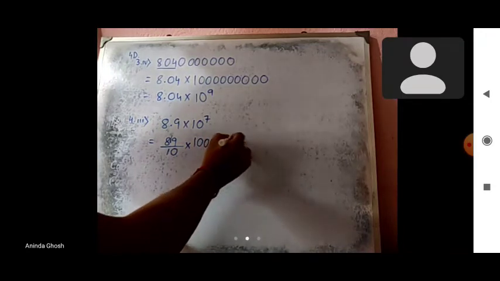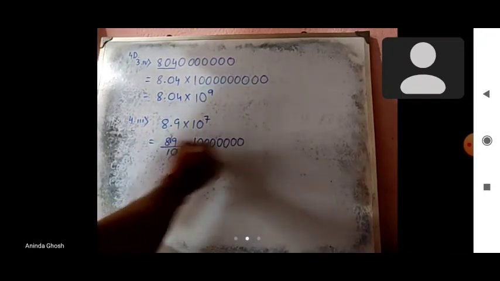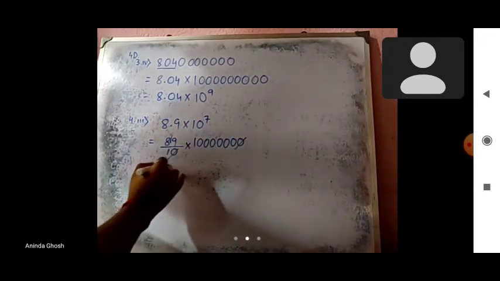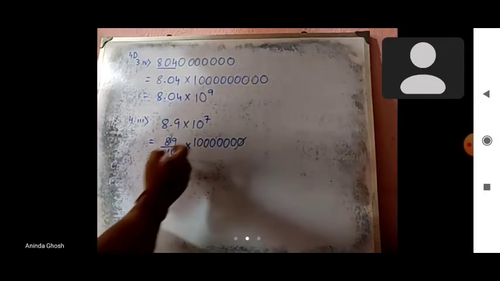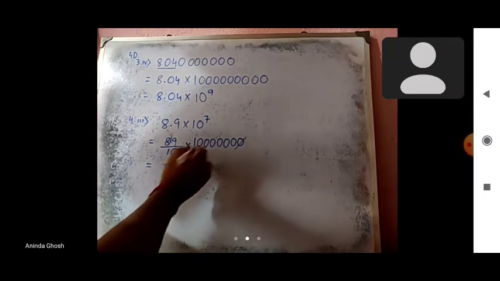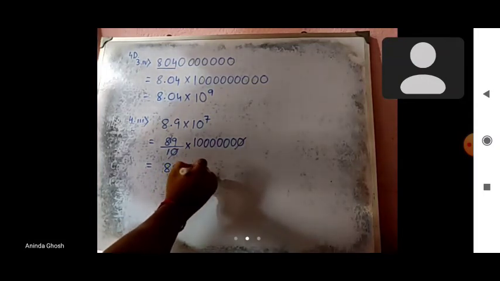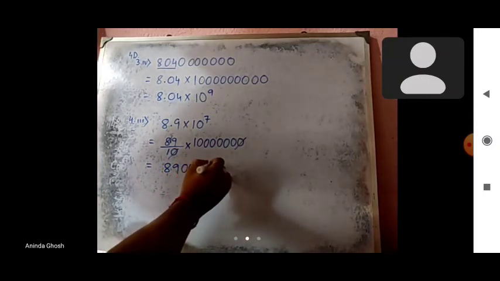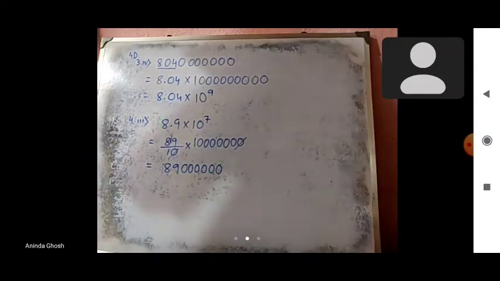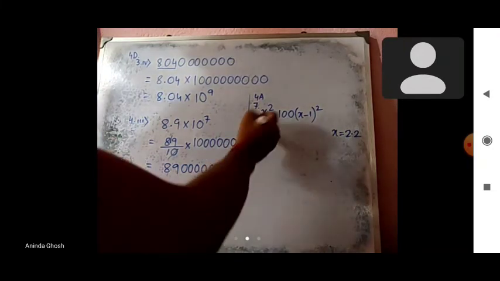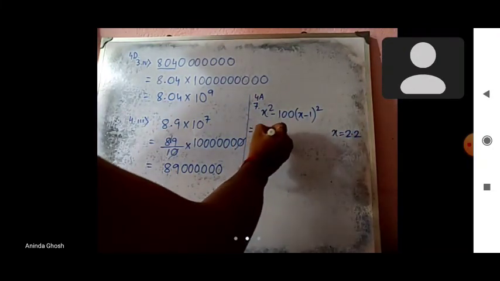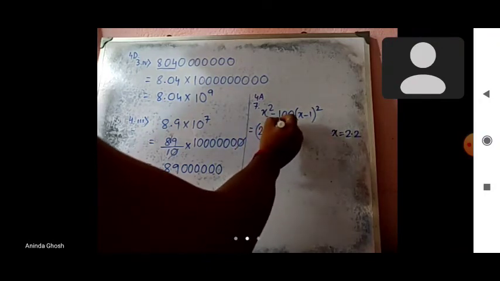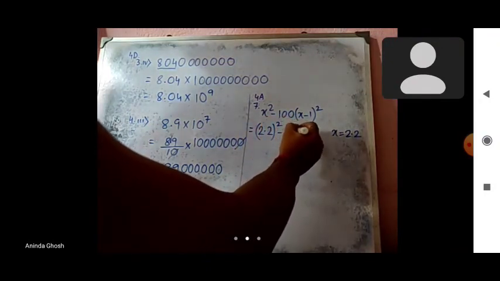Now question number 4.3, scientific notation is given to you and you have to write the expanded form. So 8.9, if we withdraw the point we get 10 as denominator and 10 to the power 7 means 7 zeros after 1. So 1 zero is cancelled out and we get 89 into 6 zeros. So this is our expanded form.